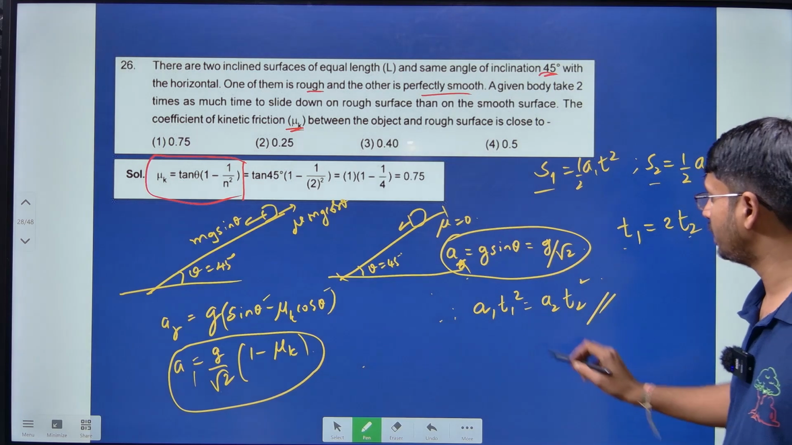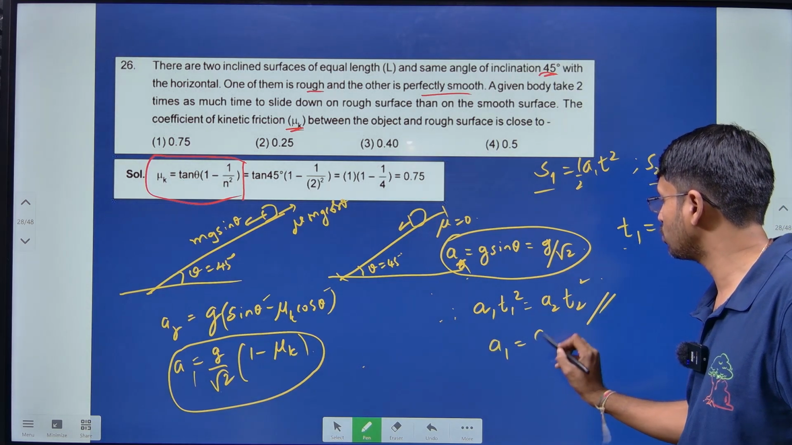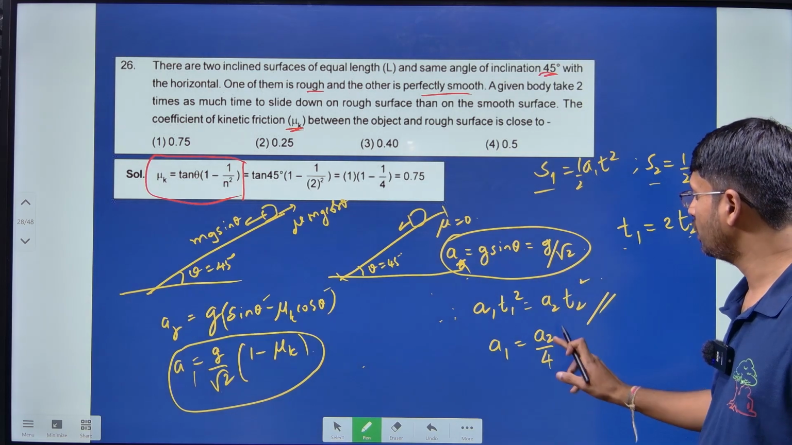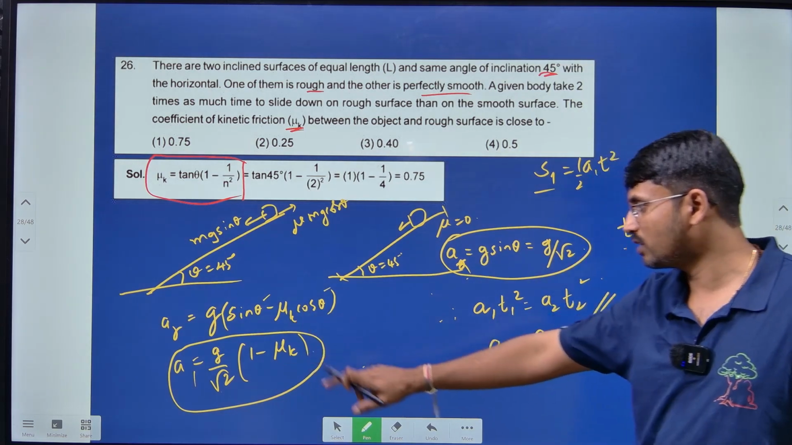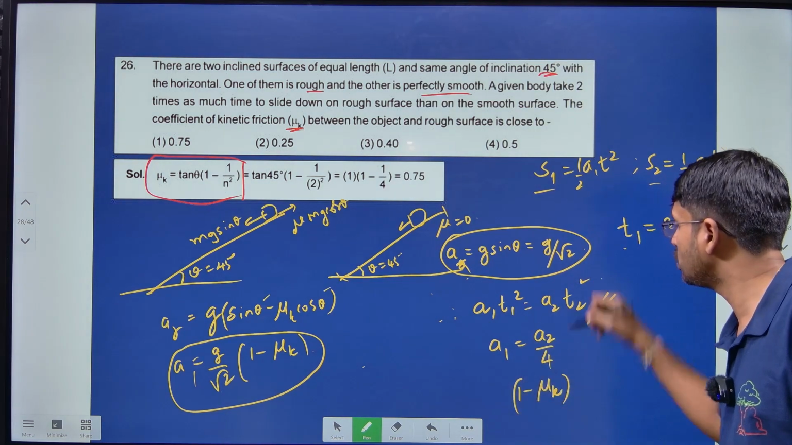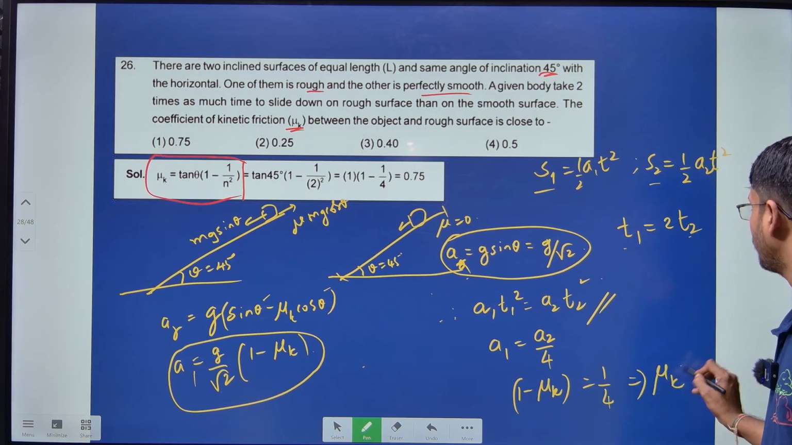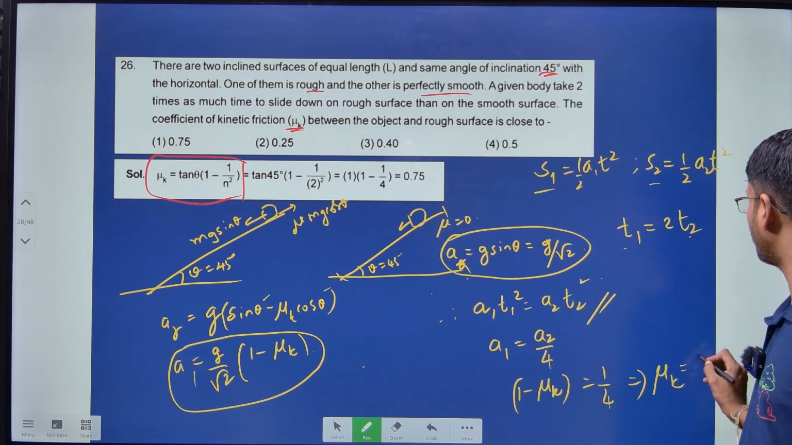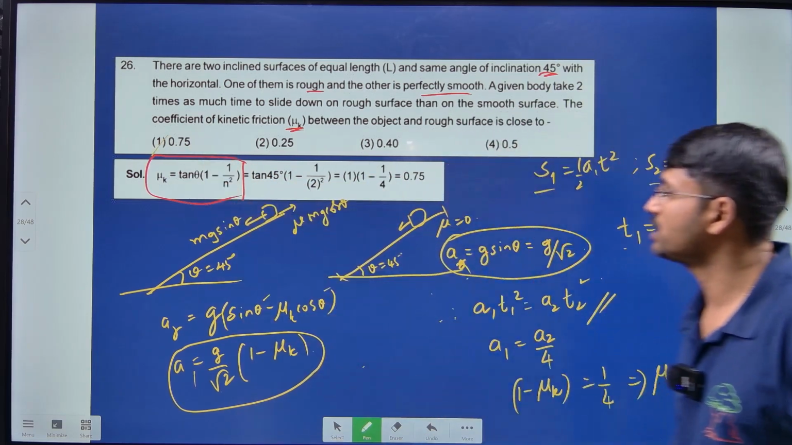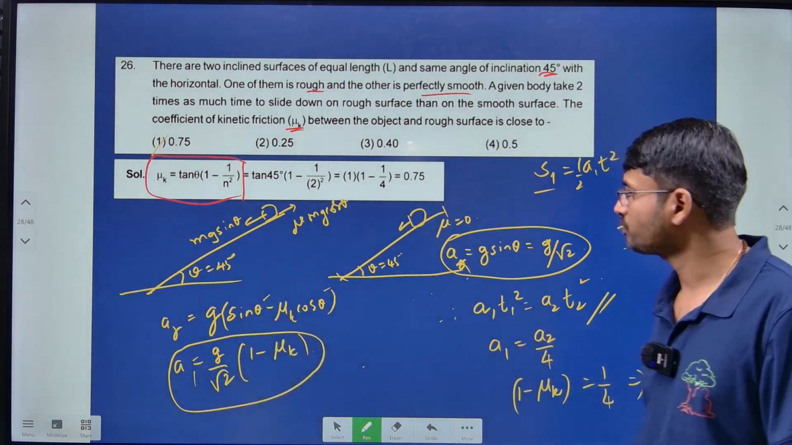So we quickly do it here. What is T1? T1 is 2 times T2, so T1 square is 4 times T2 square. Therefore I can write A1 equals A2 divided by 4. What is A2? That is g by root 2 here. And what is A1? Again it is g by root 2, 1 minus mu k. G by root 2 will get cancelled, so that is 1 by 4. That implies, what is mu k? Mu k is 1 minus 1 by 4, that is 3 by 4. So 3 by 4 we can take as 0.75. That is the right answer. I hope it is very clear.